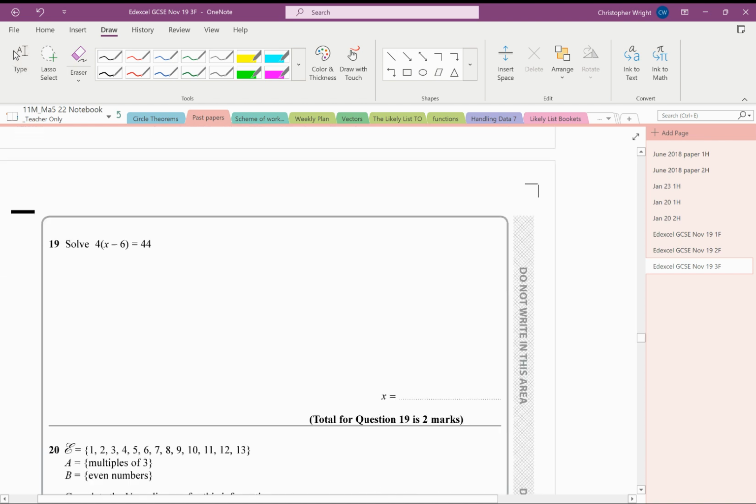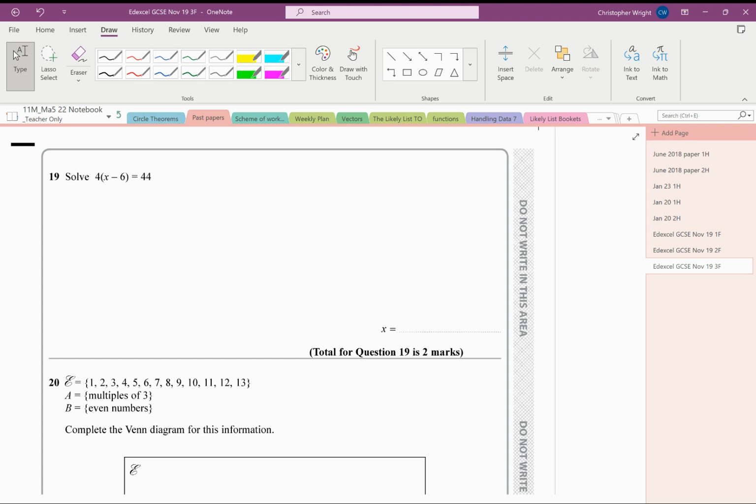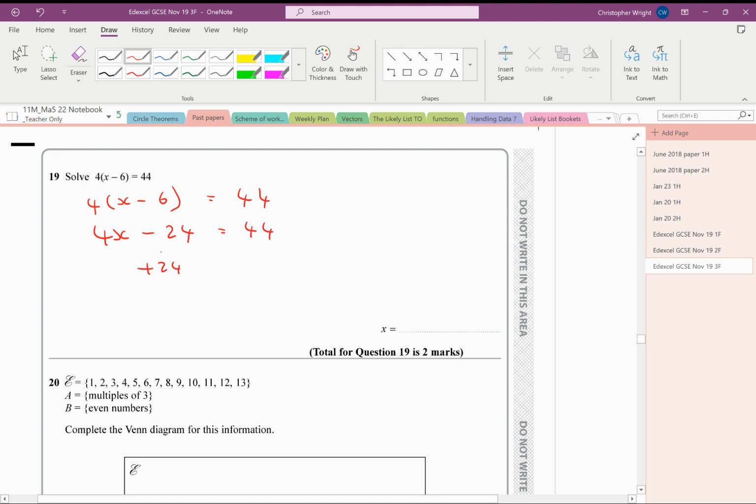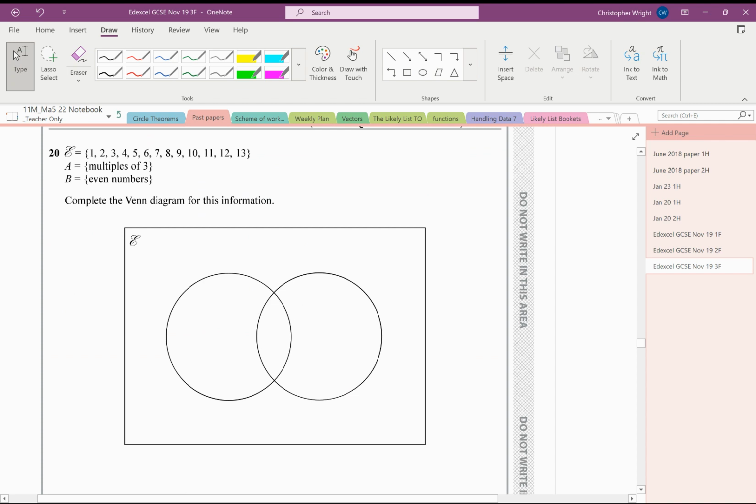Okay, let's carry on. Number 19. We've got an equation to solve. 4 lots of x minus 6 equals 44. I'm going to multiply out the bracket. 4x minus 24 equals 44. Plus 24 to both sides gives me 4x equals 68. Divide both sides by 4, and I will get 68 divided by 4 is 17. So x is 17.